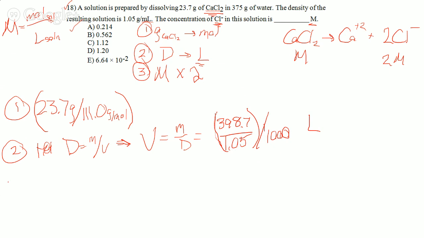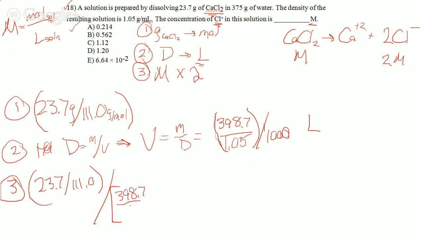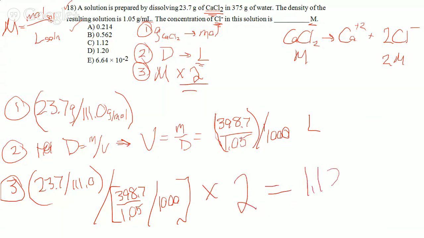Last step, plug them all together. Moles, 23.7 divided by 111.0, divided by 398.7 divided by 1.05, divided by 1,000. And then we got to do that times 2. And believe it or not, you should get 1.12 molar.